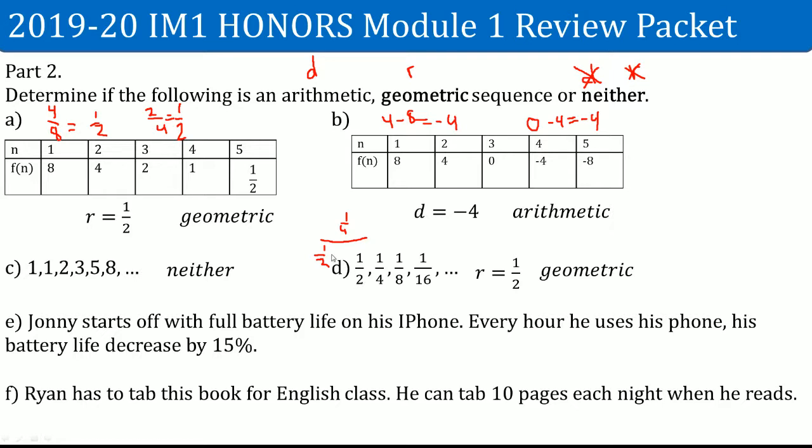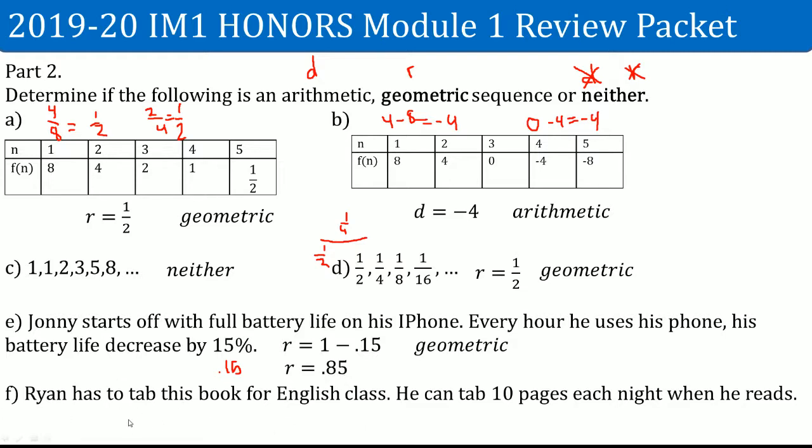Next, Johnny starts off with a full battery life on his iPhone. Every hour he uses his phone, his battery life decreases by 15%. The fact that it decreases by a percentage, you should already know it is a common ratio. In this case, it's 1 minus 0.15, because 0.15 is just the decimal version of 15%. You get r equals 0.85. Good, so you would say that this is geometric because there is a common ratio and it is 0.85.